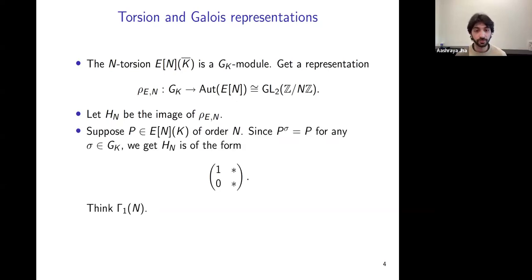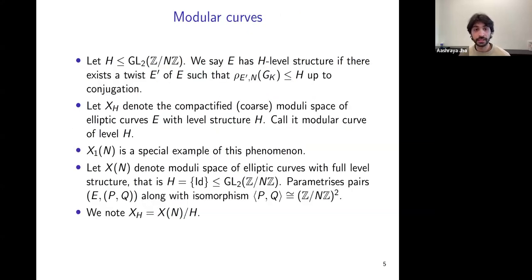One example, which people are usually familiar with, is the following. Say I do have a point of order N which is K-rational. Then for any Galois automorphism, this point is fixed. So H_N will be of this form, where you'll have a 1 on the top and 0 at the bottom in the left column. This is obviously dependent on a choice of basis, so it will be conjugate to this. And what one might want to think of is Gamma_1(N), the usual modular group.